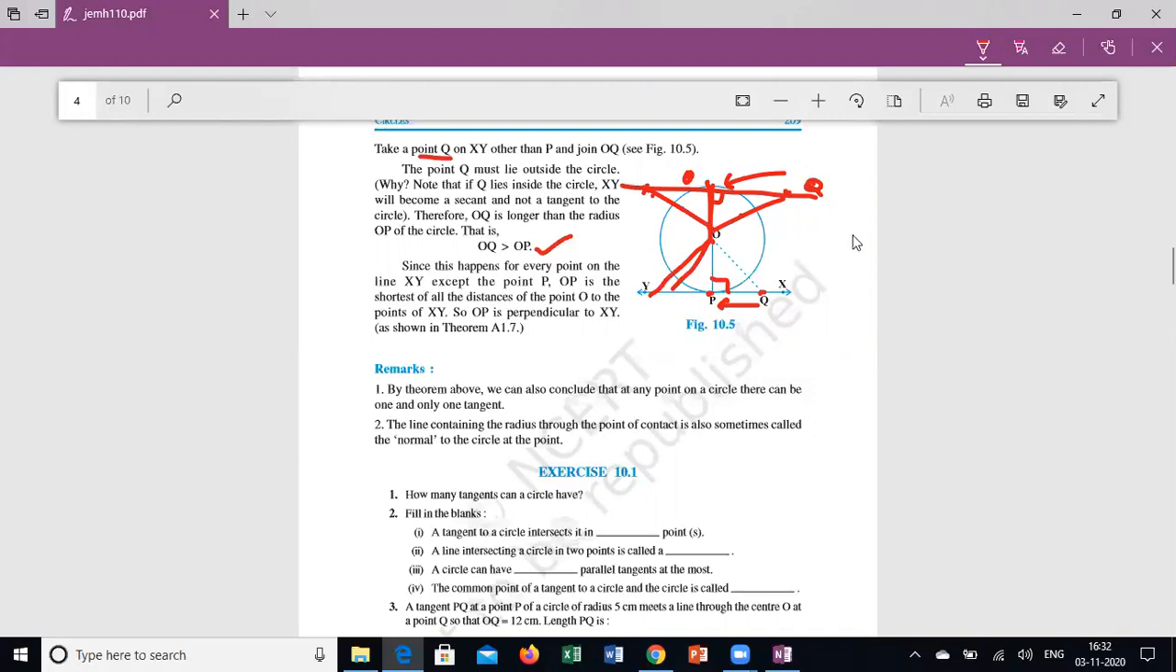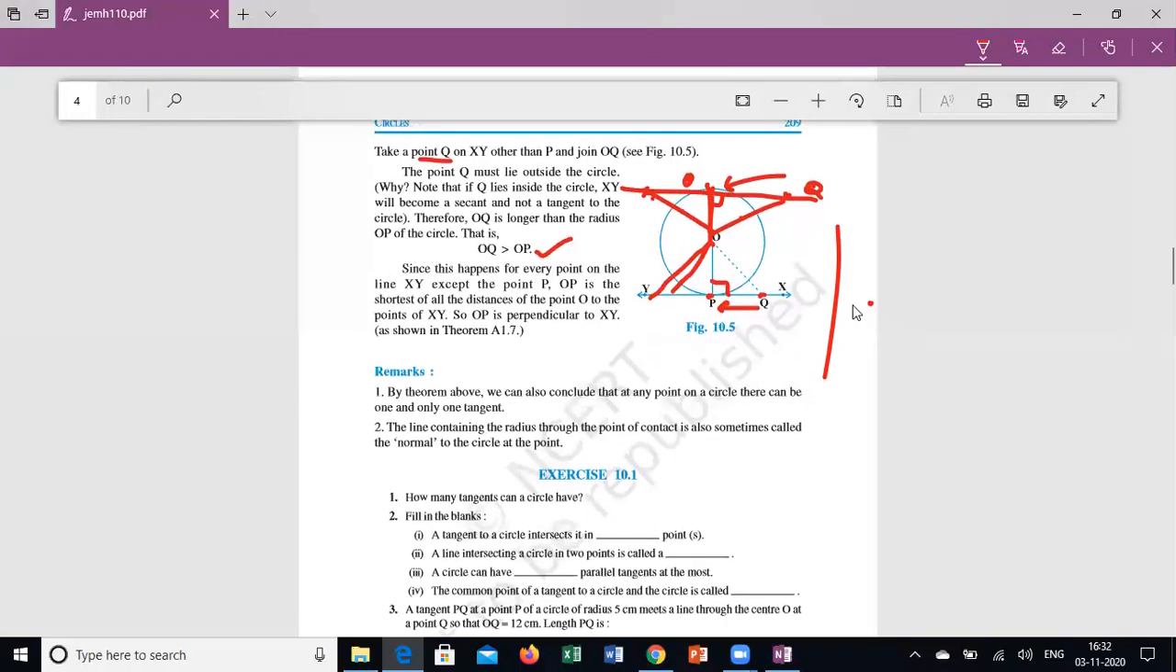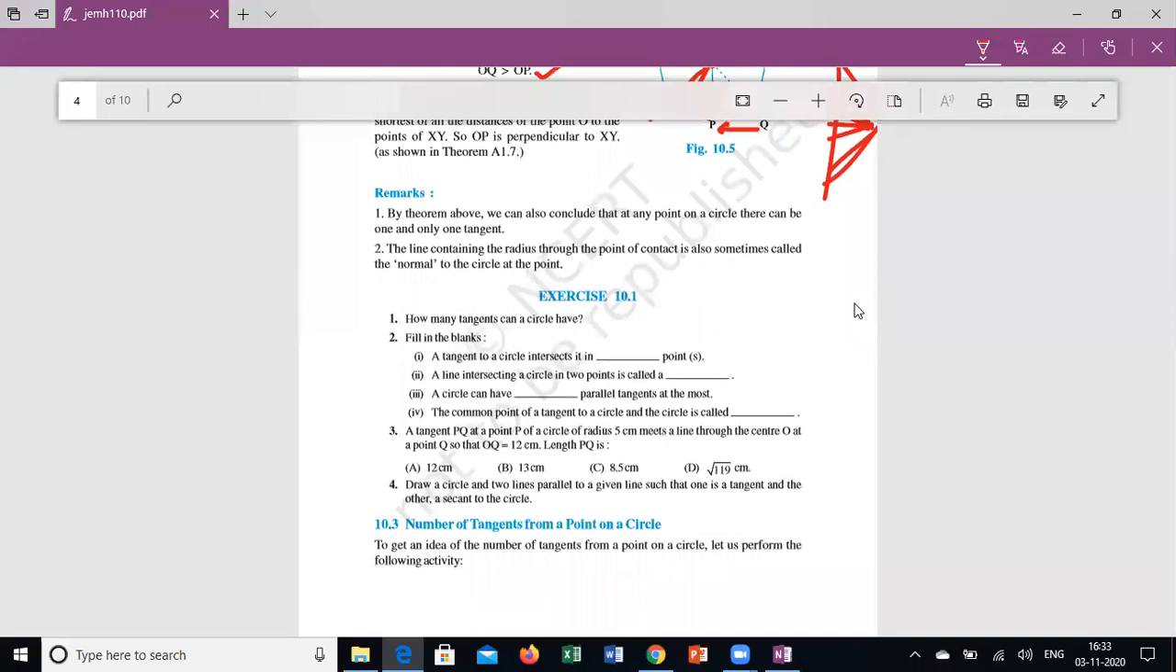Shortest distance is always perpendicular to the line. You can take it generally also. If I'm taking a line and a point, I can design different distances. Out of these different distances, there will be only one distance which is the least value, and that distance line is always perpendicular to that line. Is it clear, guys? How to explain this theorem?